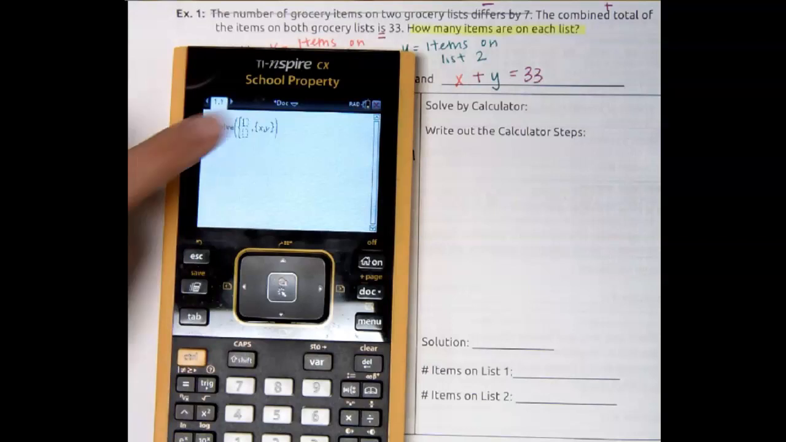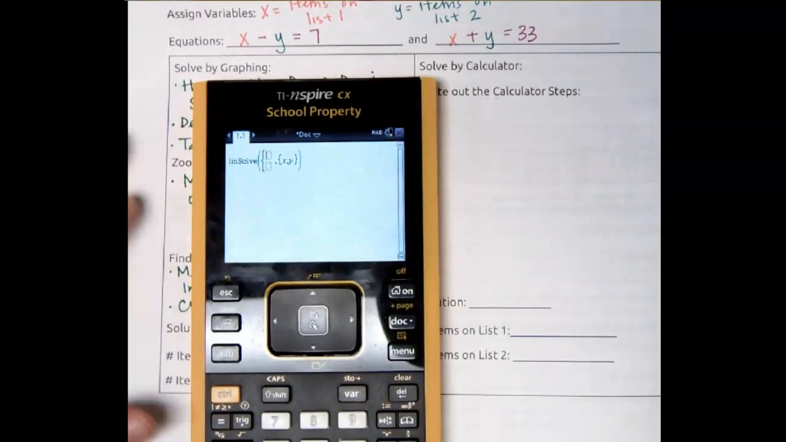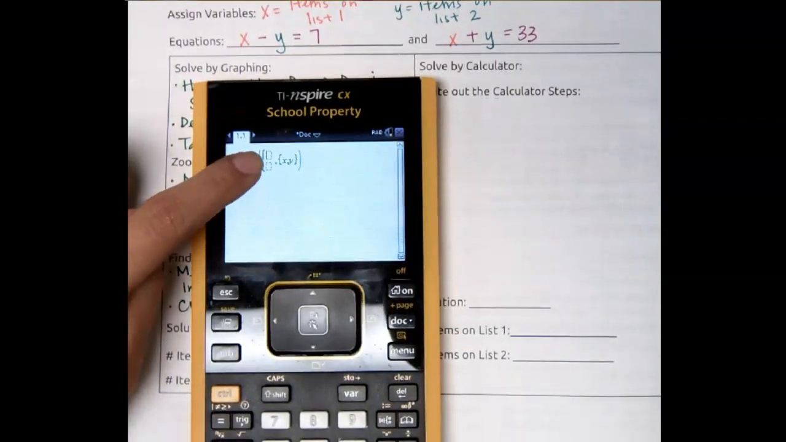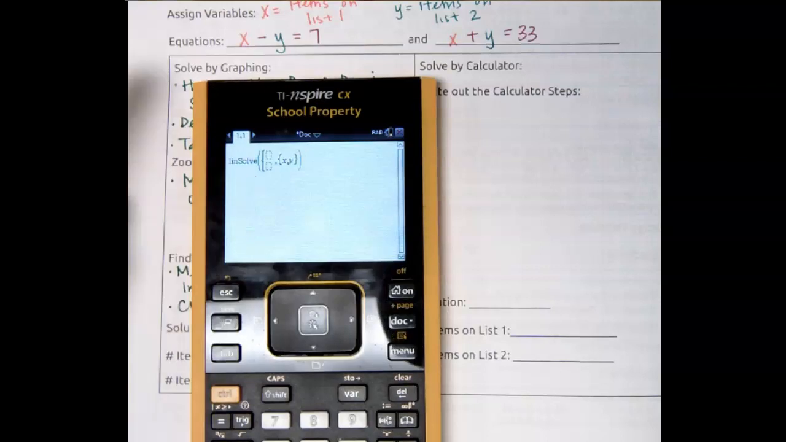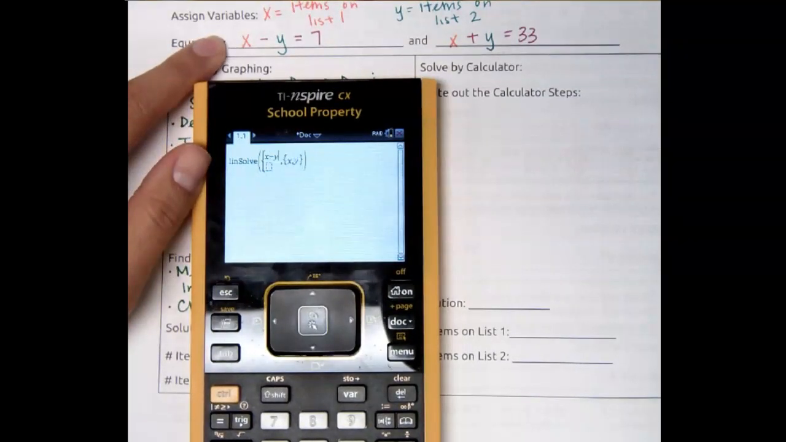I have two different boxes. And I have two different equations. So the first box is for the first equation. And the second box is for the second equation. So I'm going to type in my first equation first. X minus Y equals 7. I'm going to arrow down.